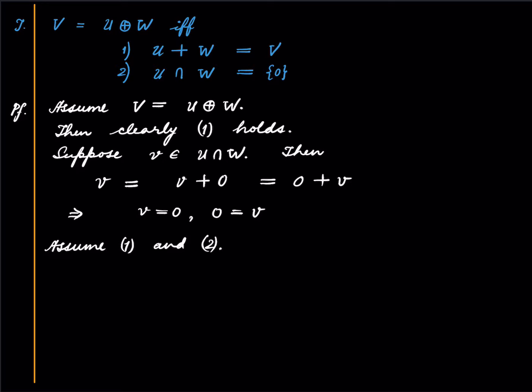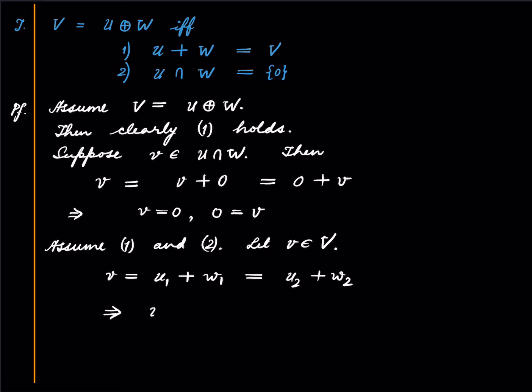And let little v and capital V be arbitrary. We want to show that this can be written as a sum of two things, one in U and one in W, in a unique way. Clearly, you can at least find one such decomposition because one holds. So suppose V equals U1 plus W1 and also equals U2 plus W2. We want to show that U1 equals U2 and W1 equals W2.